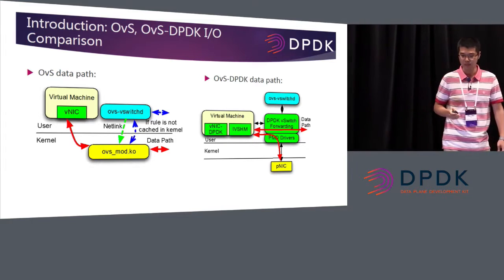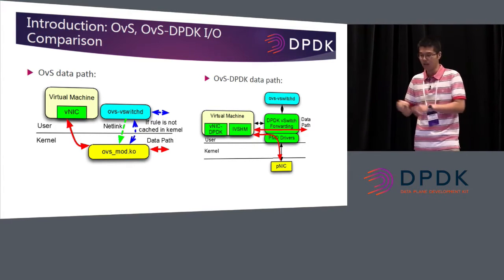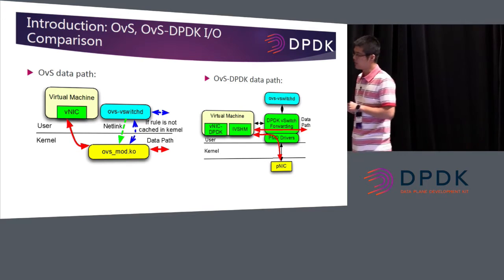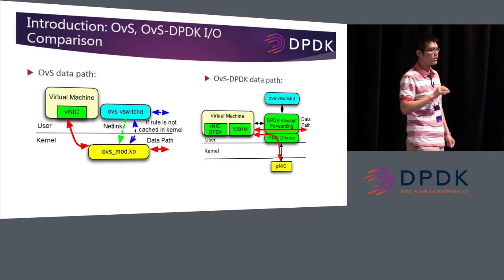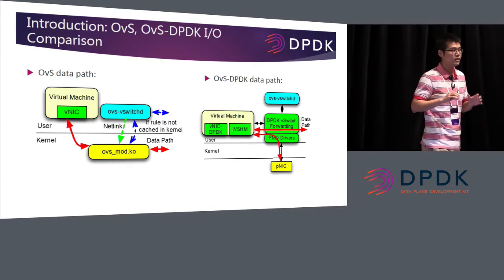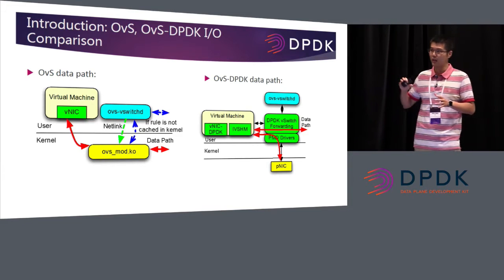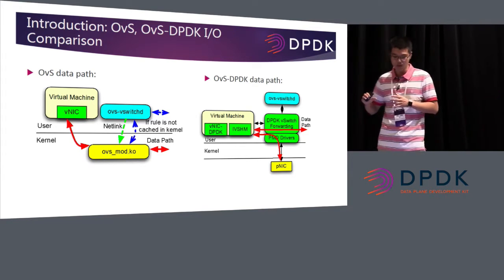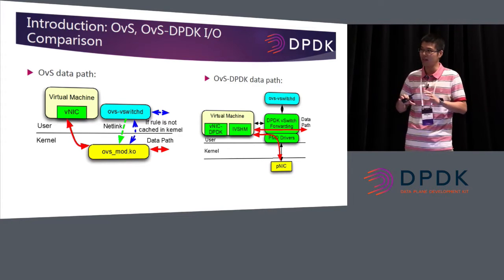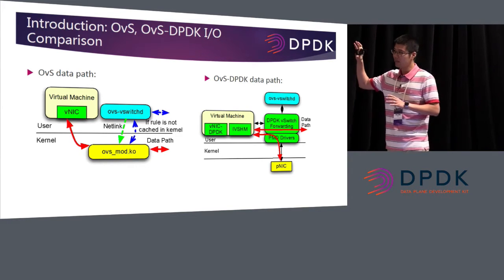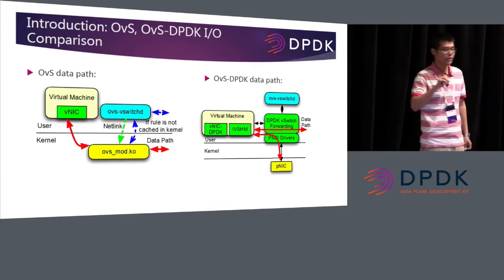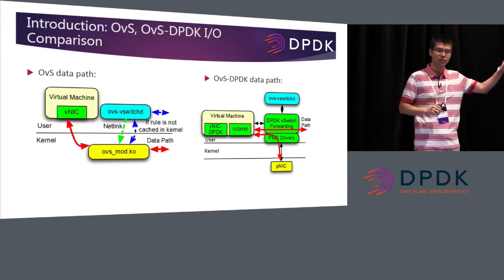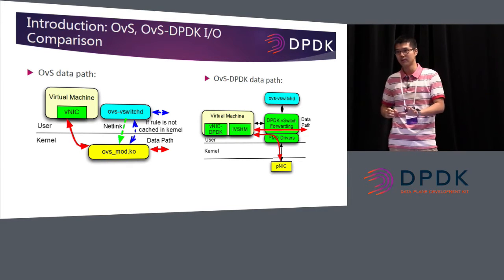And another I/O comparison between OVS and OVS DPDK. If you see on the left-hand side, this is an OVS data path. Again, we have user space and kernel space, and a vanilla OVS typically contains two basic components: one residing in the kernel space, our kernel module, and one OVS daemon running in the user space. A typical data path will go from one virtual machine to the kernel module and then somewhere else, to the outside world.